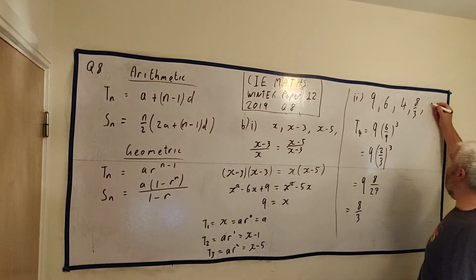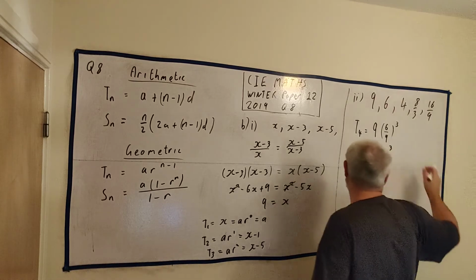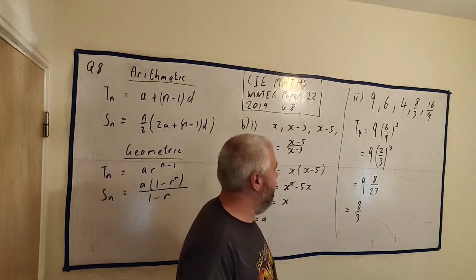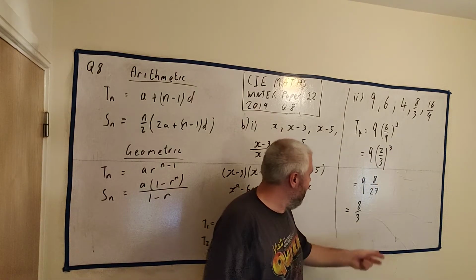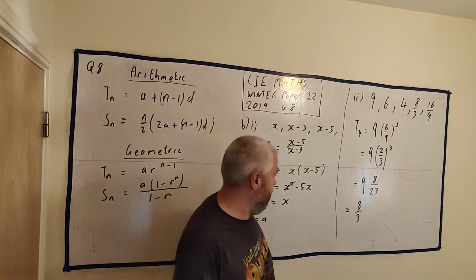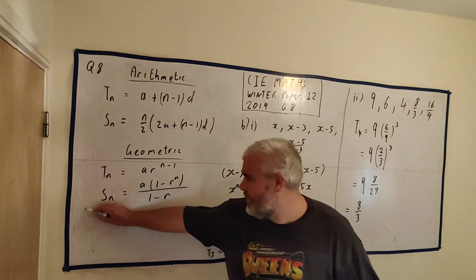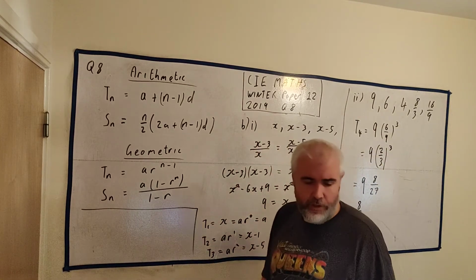2 times the top is 16. 3 times the bottom is 9. And we can continue on with this sequence once we have the clue. But that's part 2. They just wanted 8 divided by 3, the fourth term in the series. Now, the last part 3, I'm just going to squeeze it in over here because it's very short.